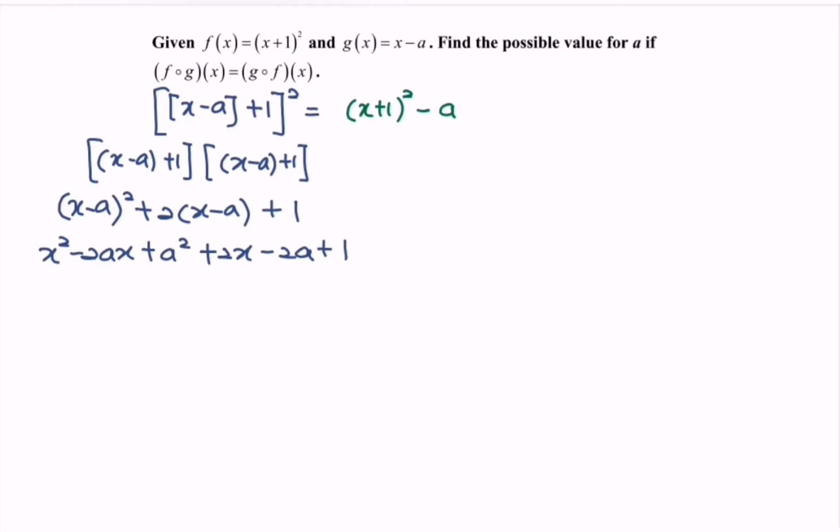Kindly rewrite the situation. So we have x squared plus (negative 2a plus 2) x, continue, plus a squared minus 2a plus 1. That is what we have on the left. Next, focus on the right. We will have x squared plus 2x plus 1 minus a. So rewrite the situation.